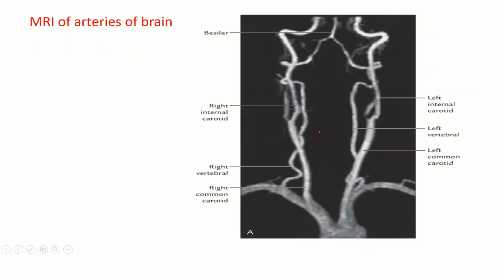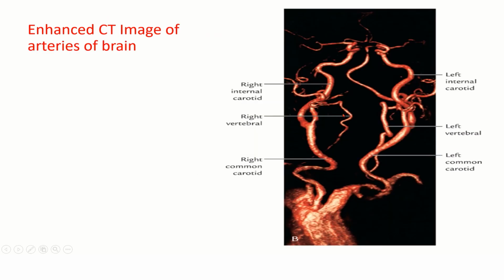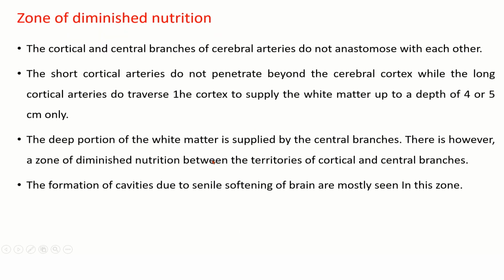This is a CT image. So this is an MRI image. This is a contrast enhanced CT image. So what is this zone of diminished nutrition?